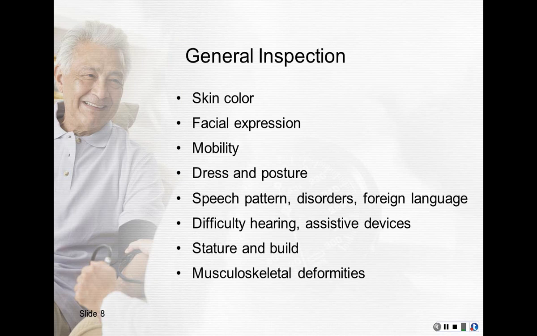With adults and adolescents, the general inspection looks, as I spoke about, at just the general appearance. Look at the skin color, hair distribution. What is their facial expression like? Are they expressing pain through grimacing, or perhaps they don't make good eye contact? What is mobility like? Or do they have a walker sitting by them, or is there a cane in the corner?